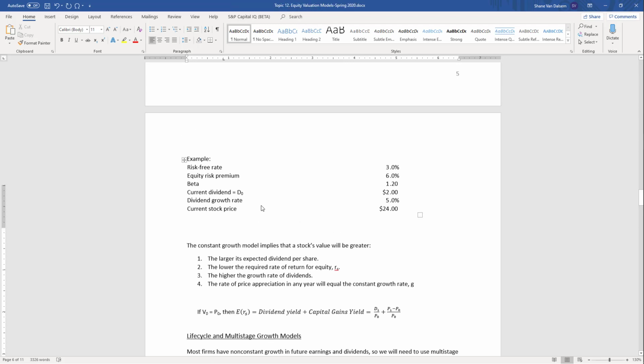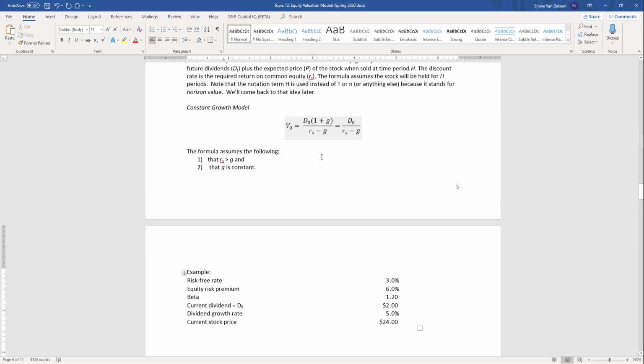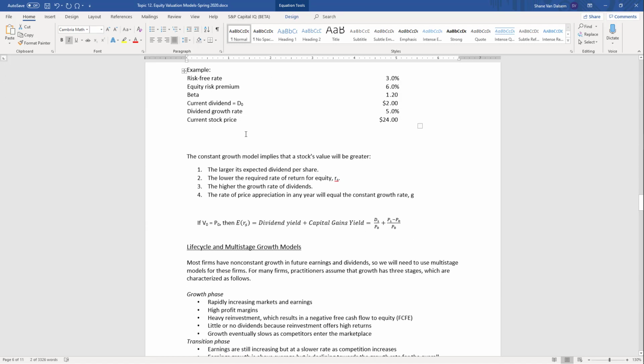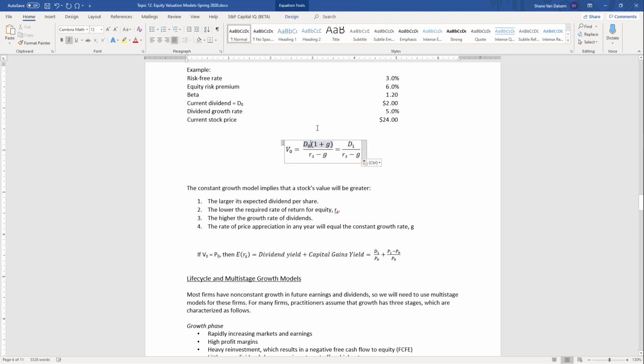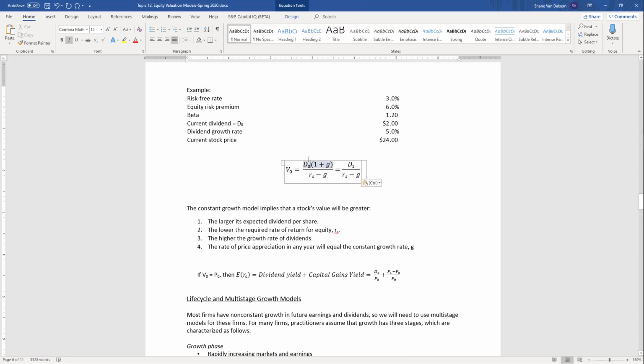So let's go ahead and work that out here. I'm going to use this model up here. And there's a mistake here. This should say D1 instead of D sub 0. There we go. Alright, so we would put in for D sub 0, $2, multiplied by 1.05. Like I said before, that's actually probably a kind of high growth rate for a constant growth model.